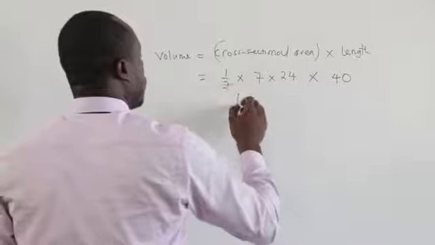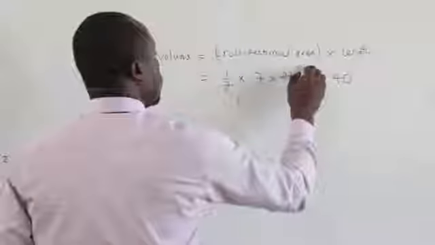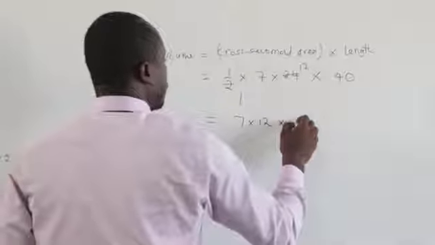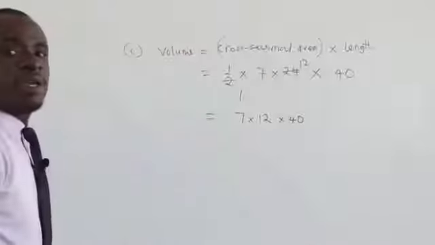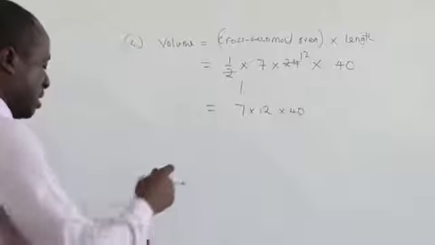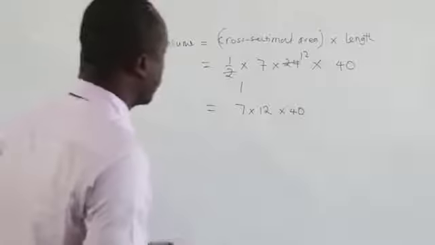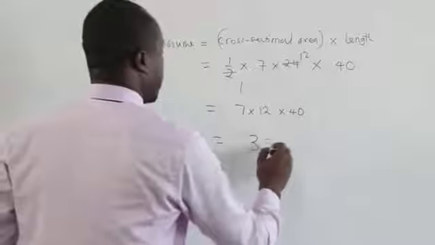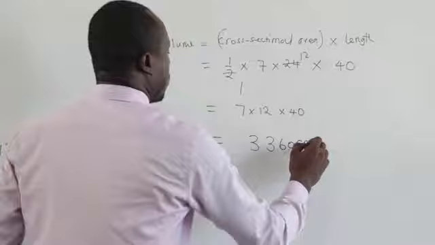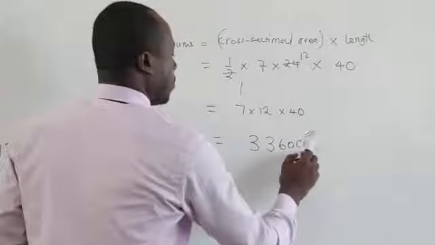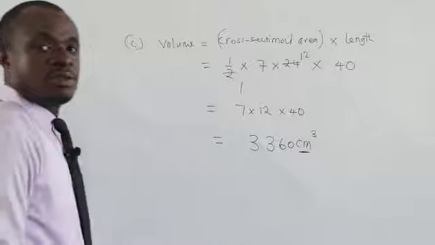Clearly, 2 will go into 24, 12 times. So we have 7 times 12 times 40. From here, we have to use our calculator. And when we use our calculator, that is 12 times 7 times 40. This will give us 3,360. Don't forget, for volume, it should be cubic. Don't forget to add your units to it.